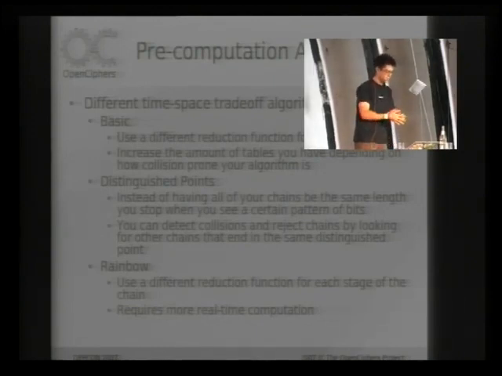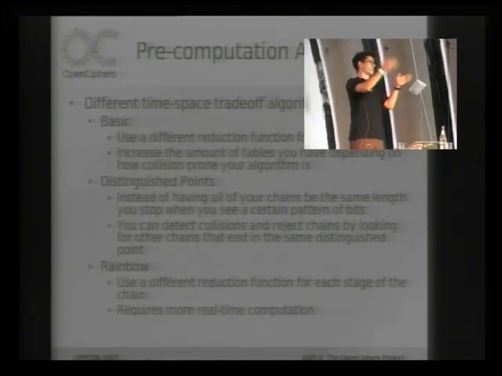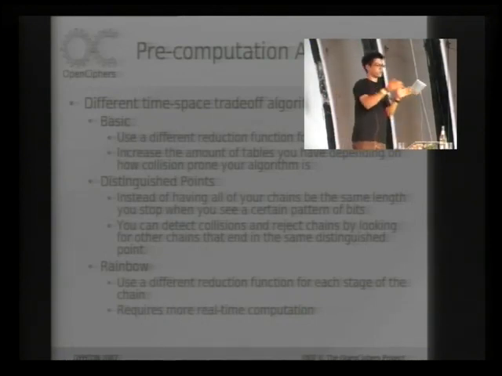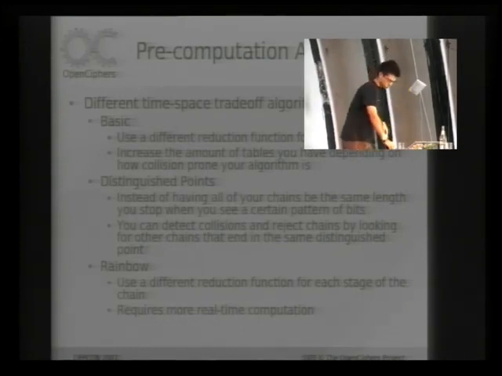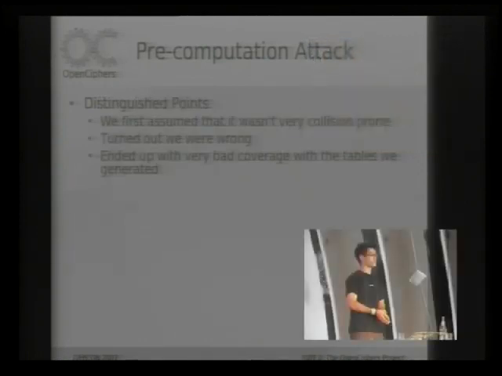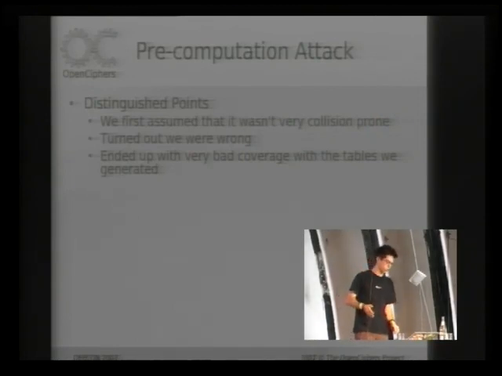Essentially, rainbow tables use a different reduction function for each link in the chain, and so the only way for actual merges to occur is for the index inside the chain to be exactly the same. The only problem with that is it requires a lot more real-time computation, because you have to compute every possible resulting chain from a given value. So at first we tried to use distinguished points because it's a lot faster than rainbow tables, and we assumed the A5/1 wasn't very collision prone, and it turned out that it actually was super collision prone. So we scrapped all that and tried working on some other stuff.